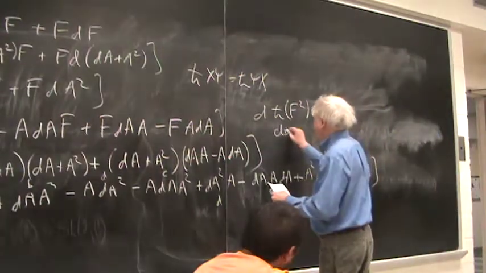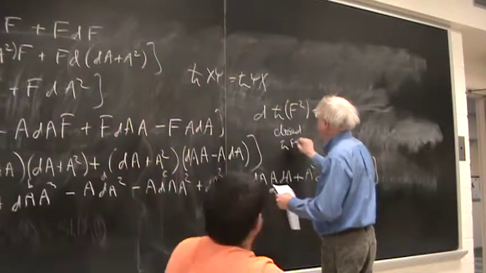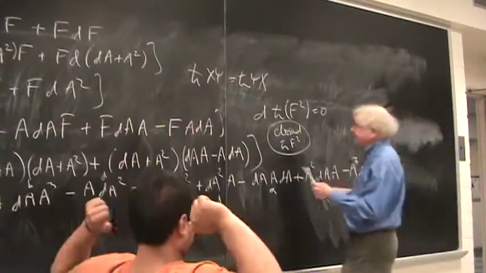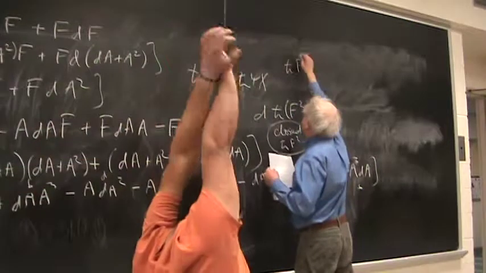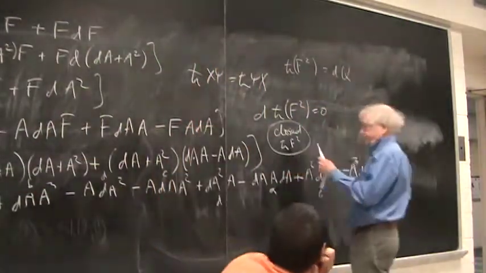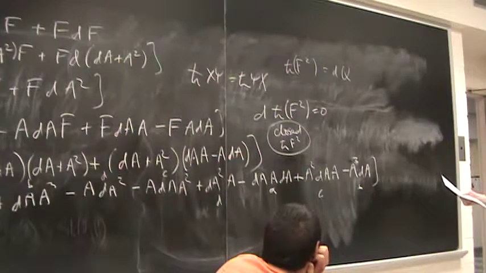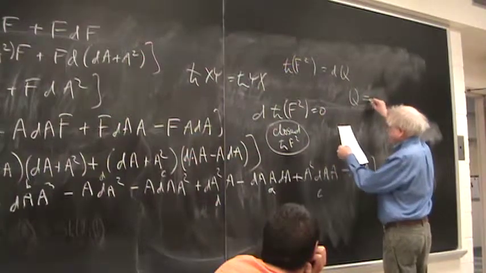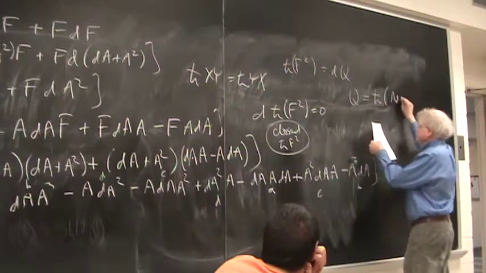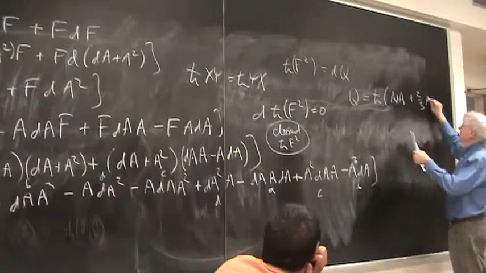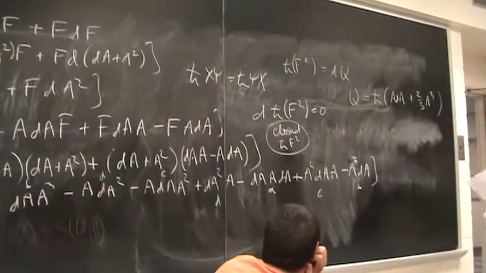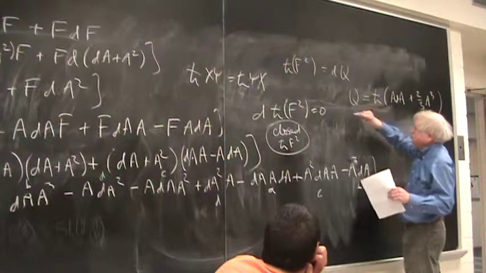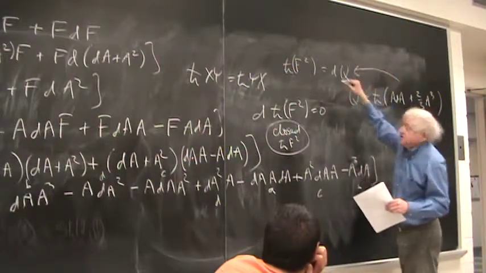So this thing is closed. That is to say, trace F squared is closed. But then by Poincaré's lemma, at least locally, we can say trace F squared is DQ. That is to say, it's locally exact. So what I want you to do as a homework problem is to show that you can take as Q the trace of A dA plus 2/3 A cubed. What I want you to show is that if Q is this, then DQ is trace of F squared.